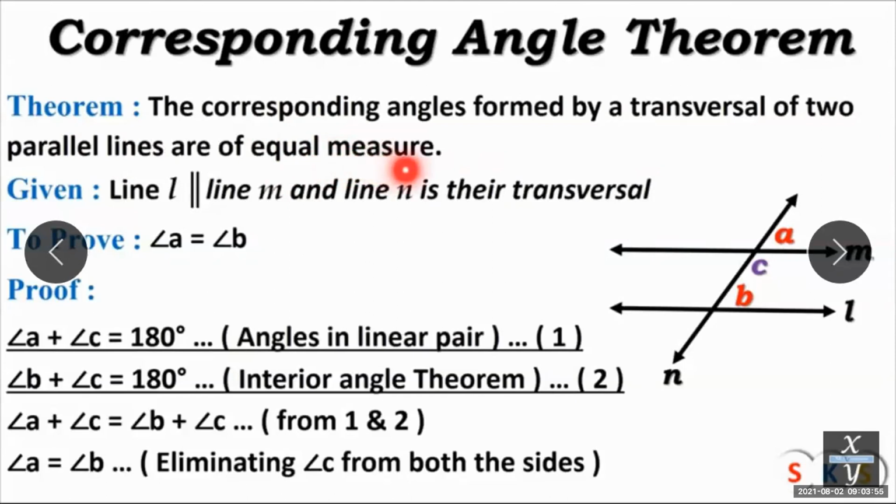Now what is given here? A transversal of two parallel lines. So which are the two parallel lines? Here you can see in the diagram parallel lines, line L parallel to line M. And line N, you can see here in the diagram, line N is the transversal. Now what we have to show as per the statement, we have to show corresponding angles are of equal measure.